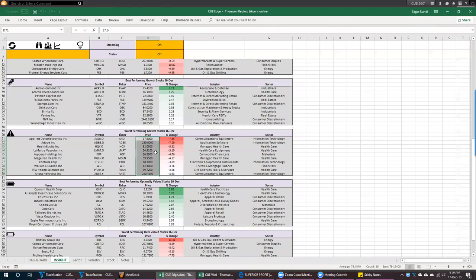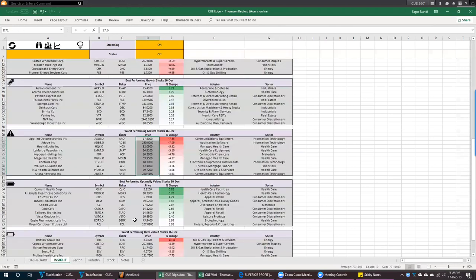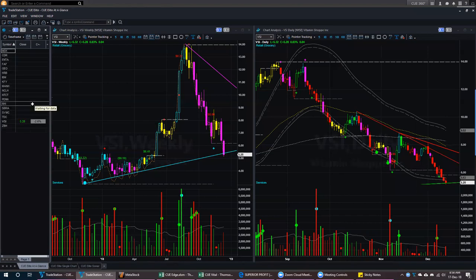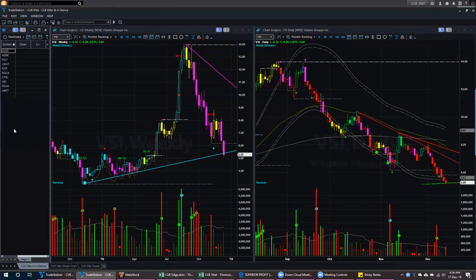Worst performing growth stocks of Friday. Let's look at them using technical charts. I'm going to change the technical trading system to QElite so that I can get these symbols to TradeStation by clicking the chart icon. Go to TradeStation and drop the symbols here. Did I drop the right symbol? Let me check. These stocks, click the chart button. This is the correct symbol. I didn't copy it properly.